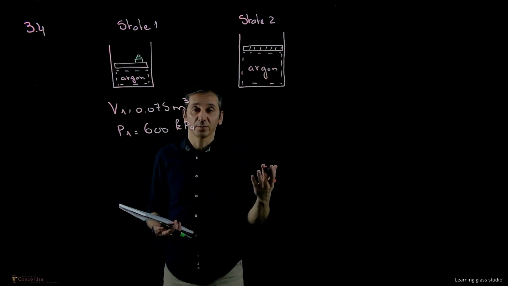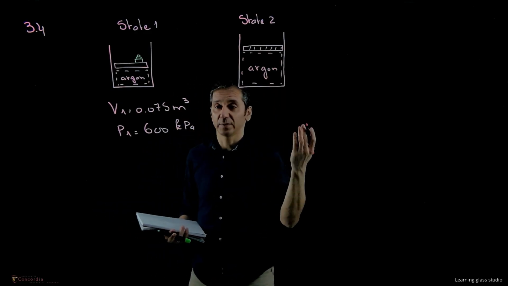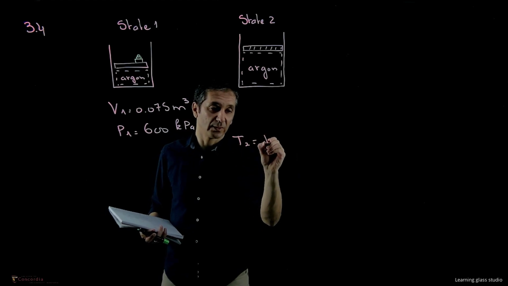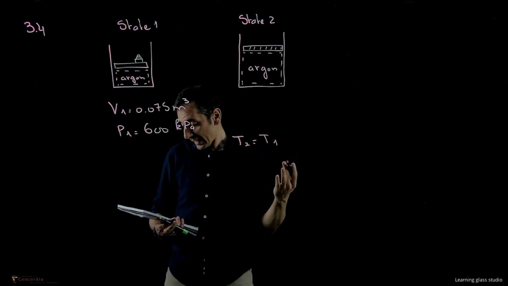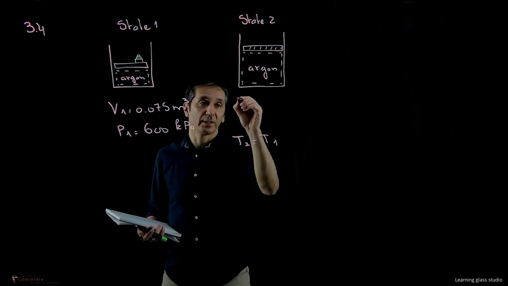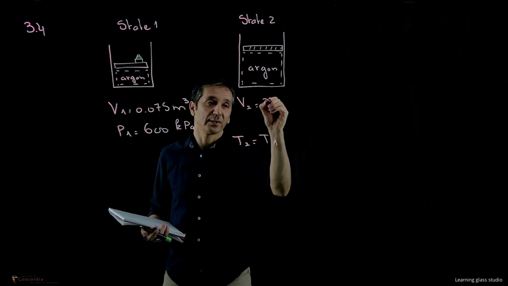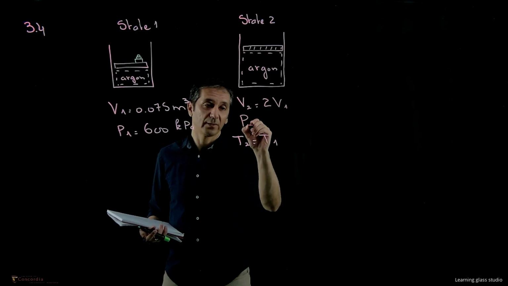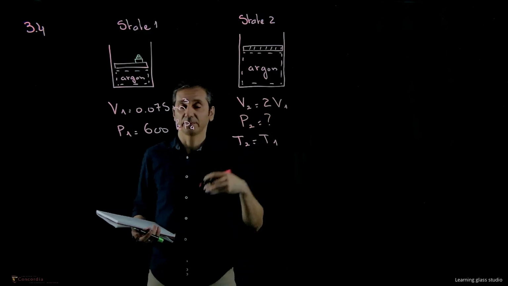And what do we know during this process? We keep the temperature constant, so T2 is equal to T1. And we know that the volume has doubled, so V2 is equal to twice V1. And what we are looking for is P2.